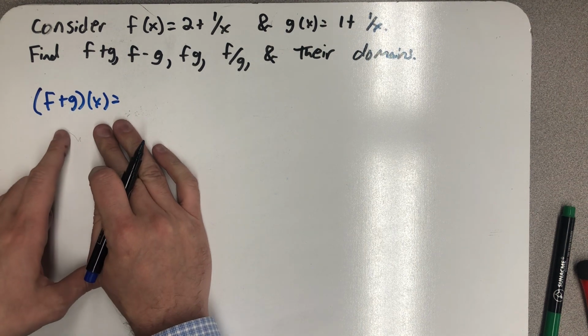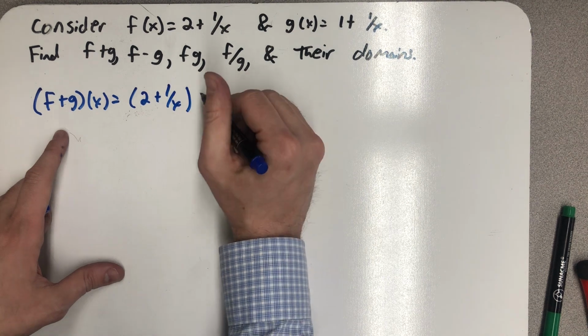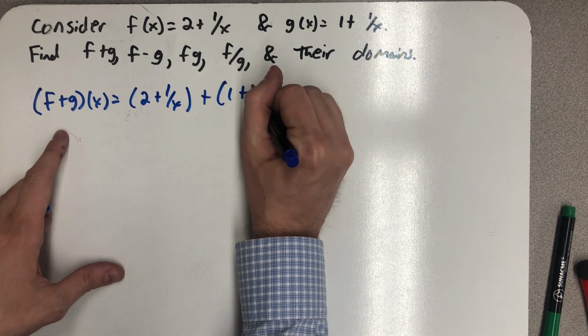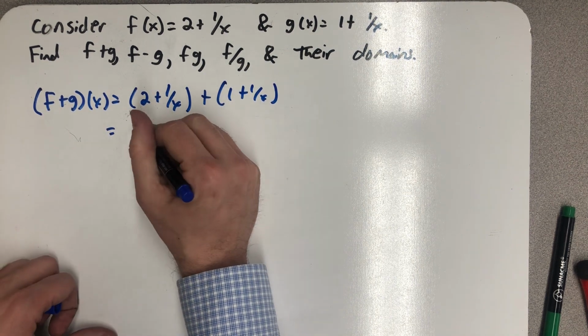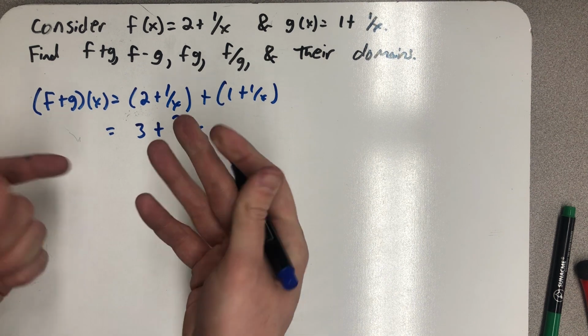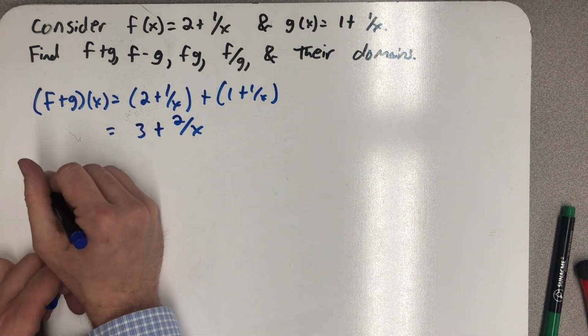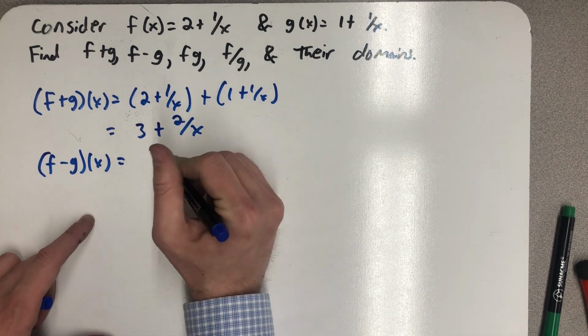F plus g of x, well, that's the function f plus the function g. Nicely enough, we can combine some things here, right? 1 and 2 make 3. 1 over x plus 1 over x is 2 over x, and there's a function f plus g. Next up, f minus g of x.